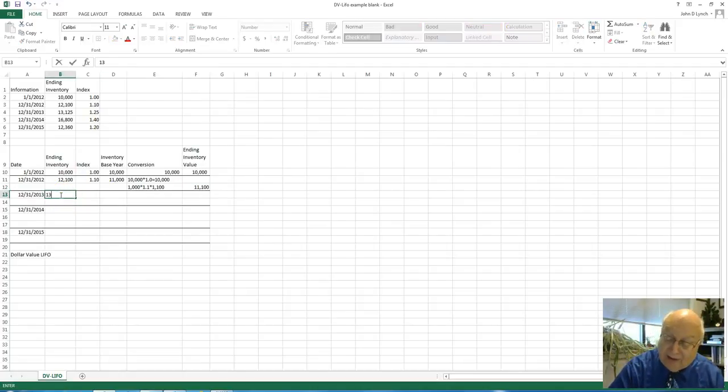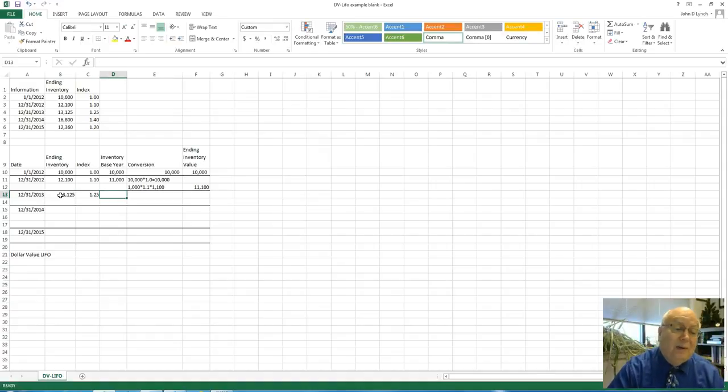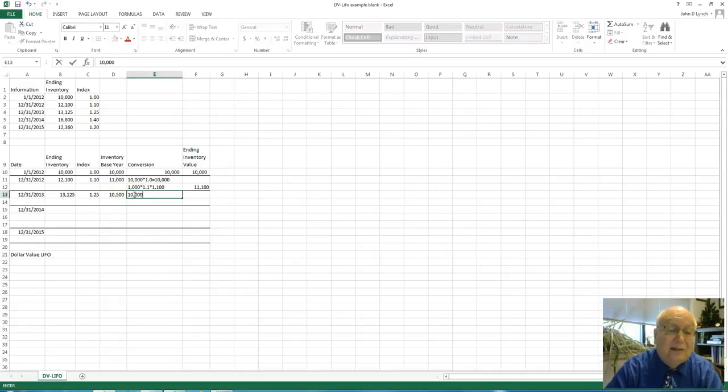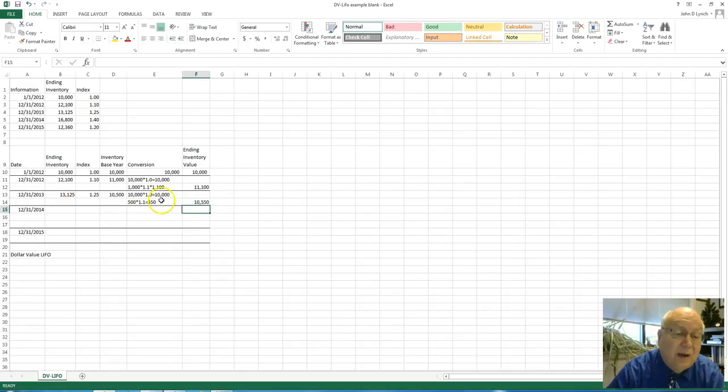And in year 3 we have 13,125. The index is 1.25. You notice it looked like it went up again in value, right? It went from 12,100 to 13,125. But our base year is what they call converted into real terms, or real dollars. Remember that from economics? And it actually is only 10,500. So for this, you bring down the 10,000 times 1.0, which is equal to the 10,000. Now you notice we don't need the 11,000 this year. It went down. So we only need 500 times the 1.1, which is equal to the 550, so our inventory over here is equal to 10,550, which is these two added together.